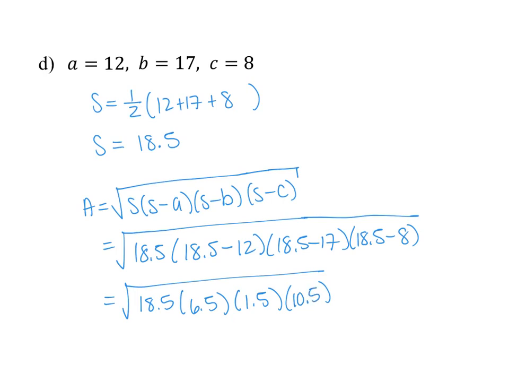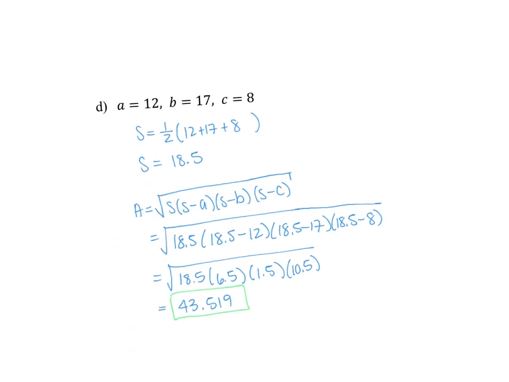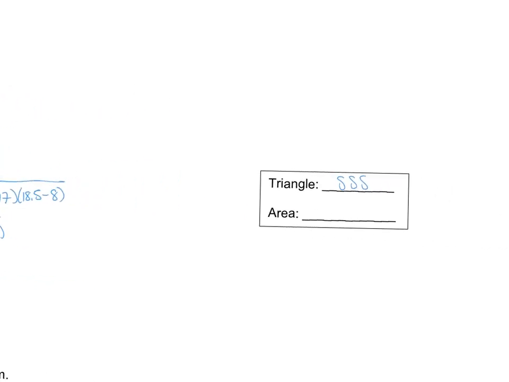All right, I'm going to go ahead and just take the square root and multiply all these four numbers together. And if I round, I get 43.519 as my area. So about 43.5919 for the area. I'll write that to the side.